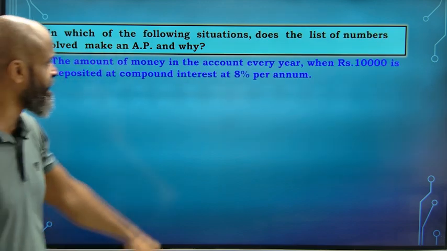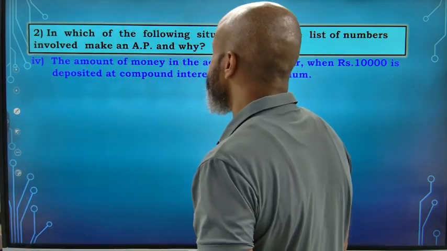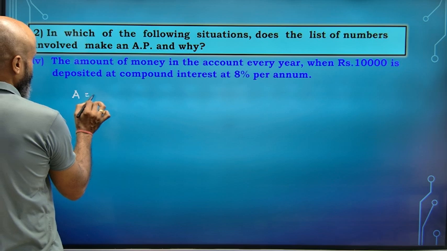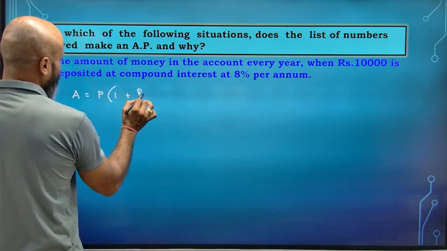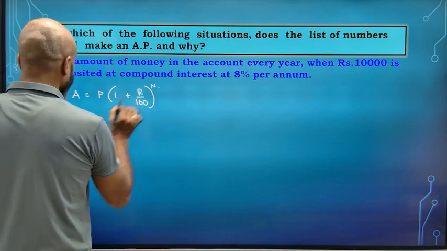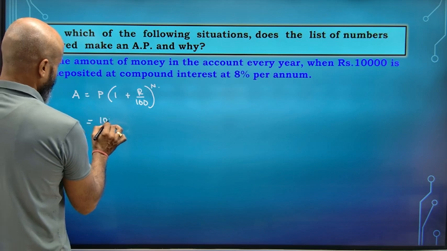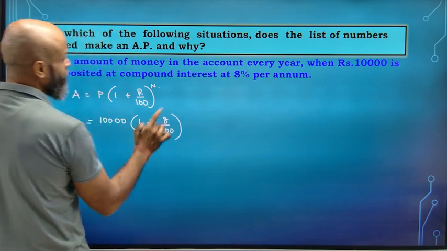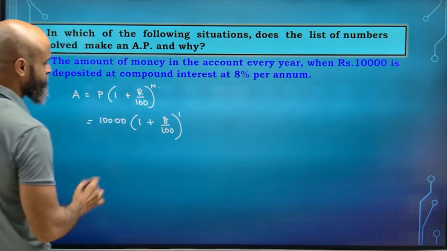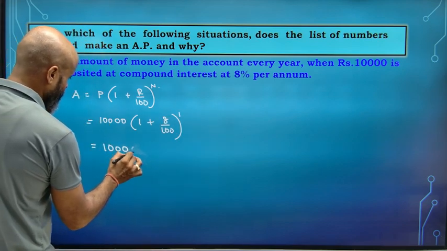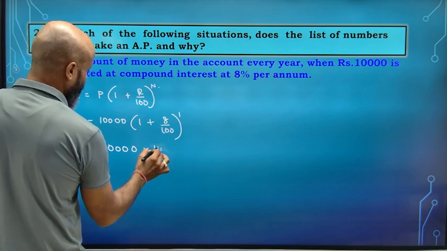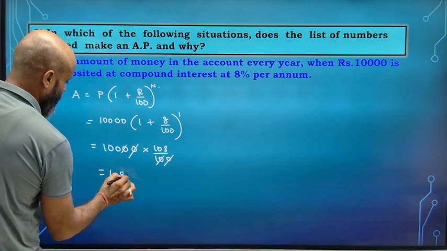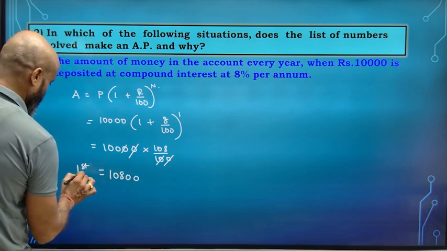50. The amount of money in the account every year when rupees 10,000 is deposited at a compound interest of 8% per annum. Okay, let's look at this. Amount we know is principal times 1 plus r by 100 raised to n. Okay, so this is principal, that is 10,000, into 1 plus r by 100, that is 8 by 100, raised to n, that is, let's say first year, it will be how much? This is 10,000 into 108 by 100, so that gives you how much? This will be 10800. So first year amount.